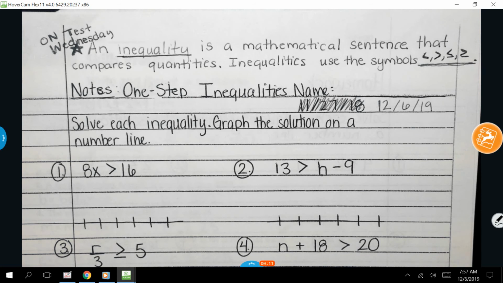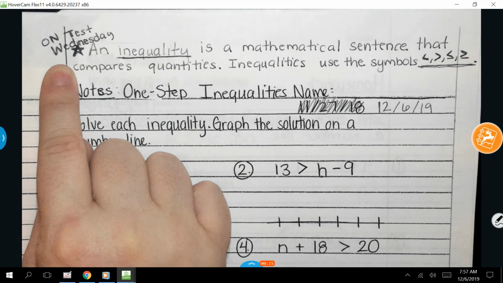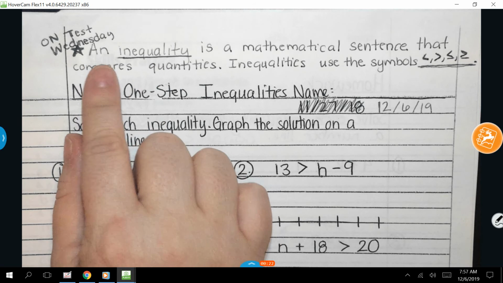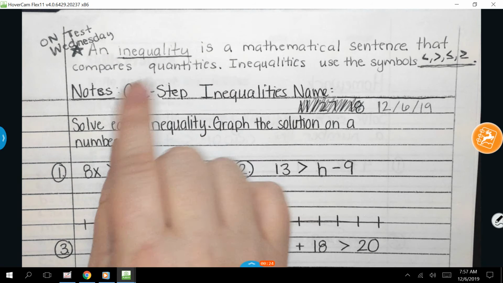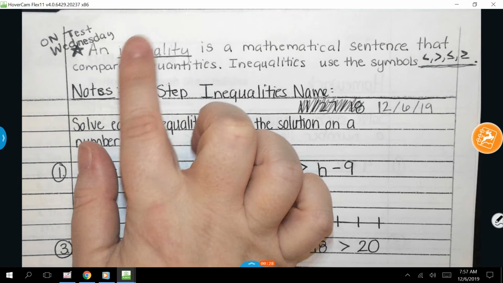All right, so right now at the top we are filling in this sentence. This sentence will be on the test Wednesday. What's in the blanks, those will be blanks that you'll have to fill in. So that first sentence says, an inequality is a mathematical sentence that compares quantities. So you would have to fill in the word inequality.